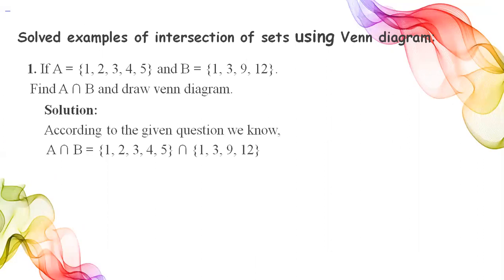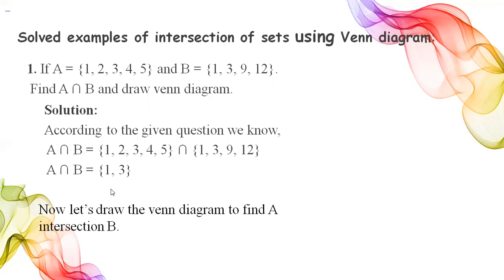A intersection B. First, we'll write down our set A, the intersection sign, and set B. So what is the intersection? Intersection means the elements which are present in both the sets. So what will be the answer? 1, yes. 2, no. 3, yes. Let's see. This is the answer. A intersection B is 1 and 3, because these two elements are present in both the sets.